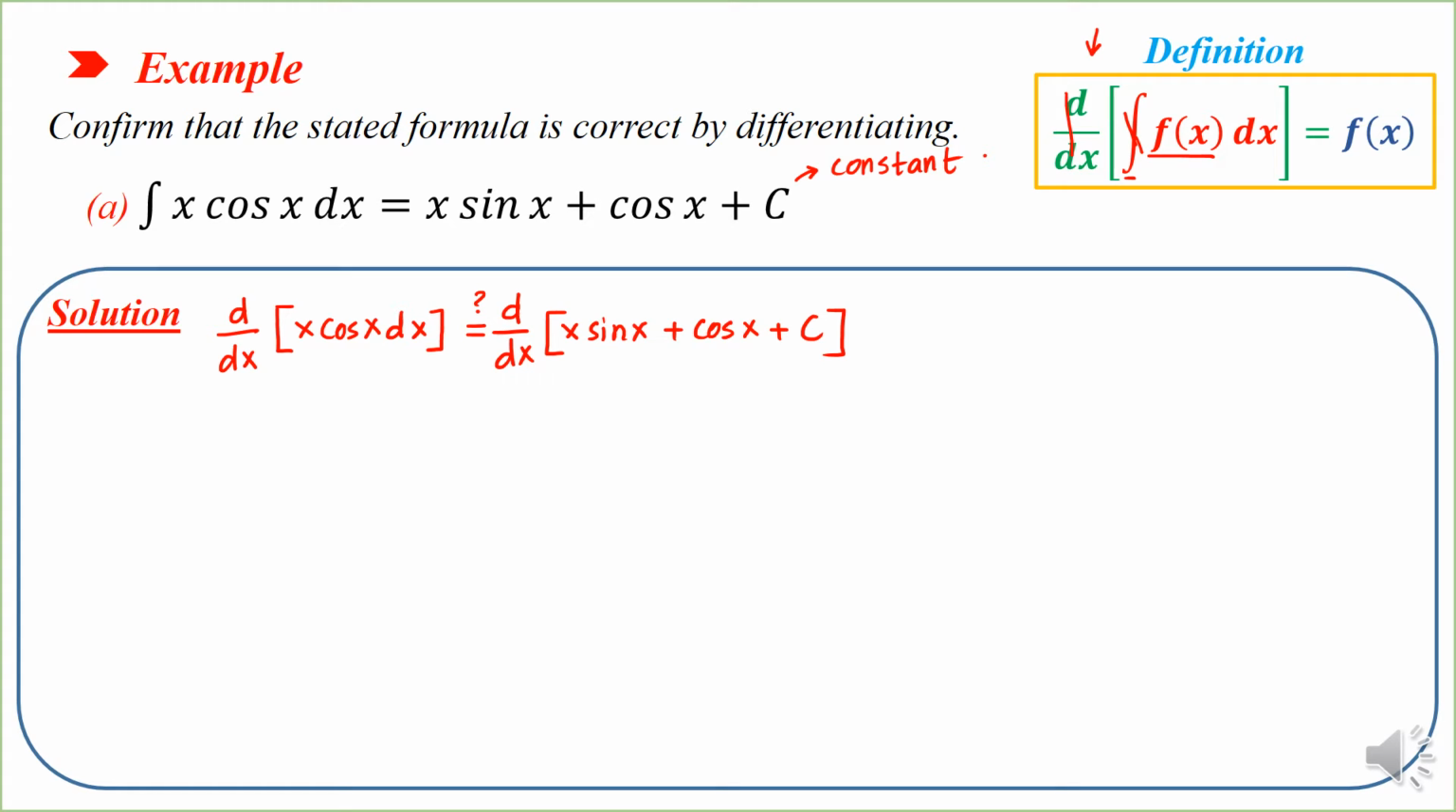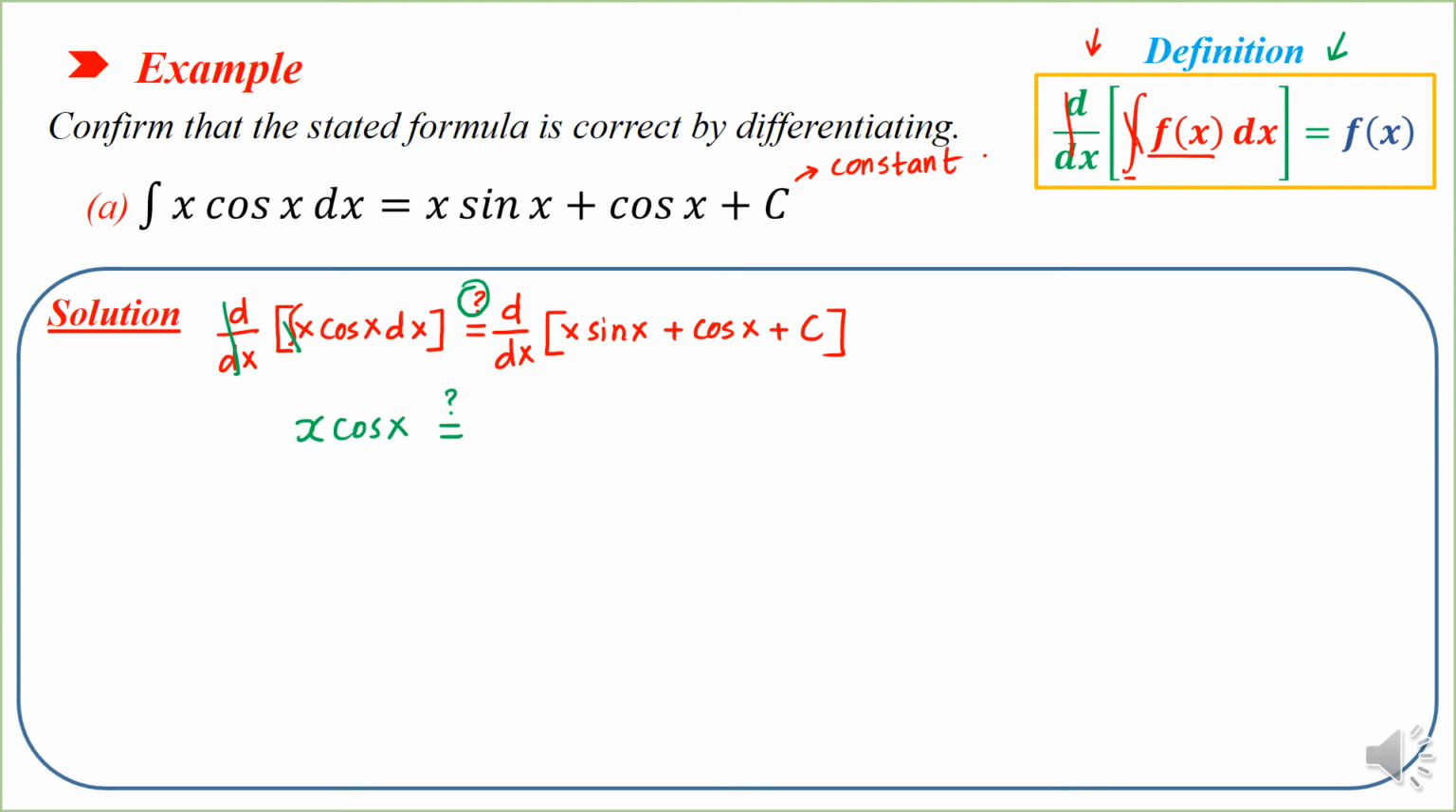So as the definition says, here we have the integration sign on the left hand side. So the definition tells us that you cancel the derivative with the integration, and you have to check if the left hand side equals the right hand side. For the left hand side, the answer will be the inside function, which is x cosine x, and you have to check if this is equal to the derivative of the right hand side.